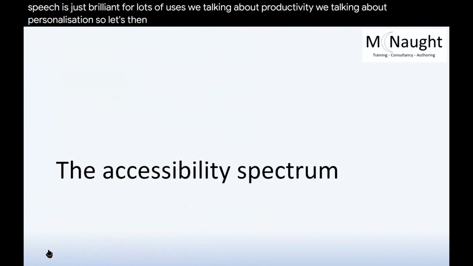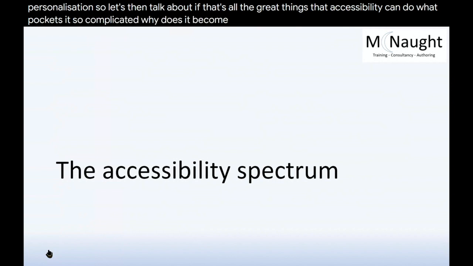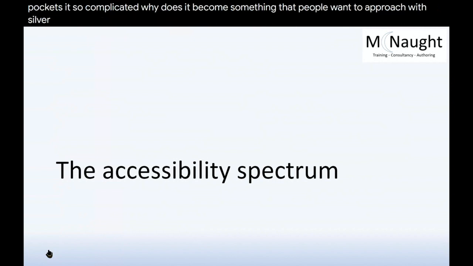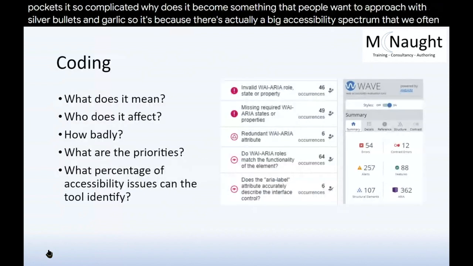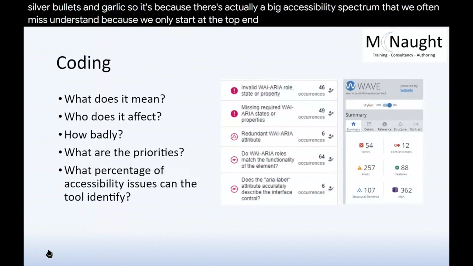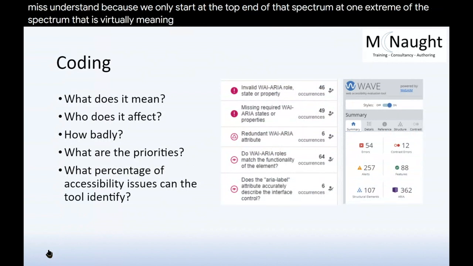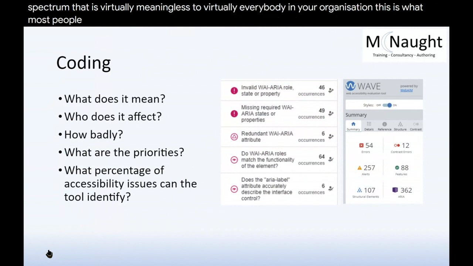So let's then talk about, if that's all the great things that accessibility can do, what gets it so complicated? Why does it become something that people want to approach with silver bullets and garlic? It's because there's actually a big accessibility spectrum that we often misunderstand, because we only start at the top end of that spectrum, at one extreme of the spectrum that is virtually meaningless to virtually everybody in your organization. This is what most people understand by digital accessibility.